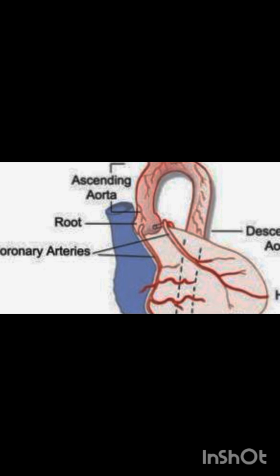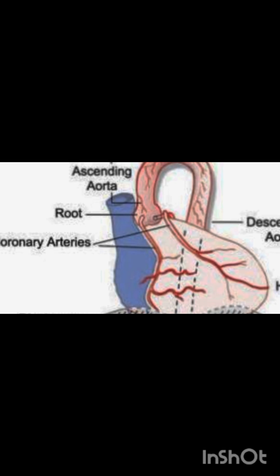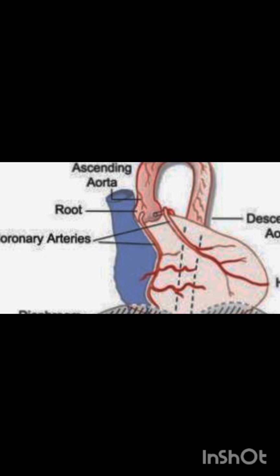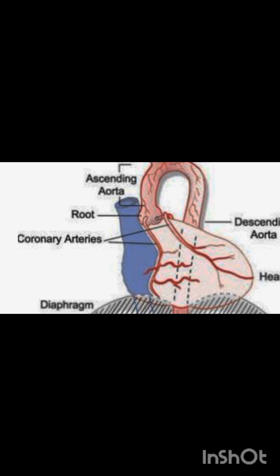Look at the sinus of Valsalva. There we have the coronary sinuses, and the coronary arteries arise from the coronary sinuses of the sinus of Valsalva. So the left and right coronary arteries arise from the coronary sinuses, as shown in the diagram.